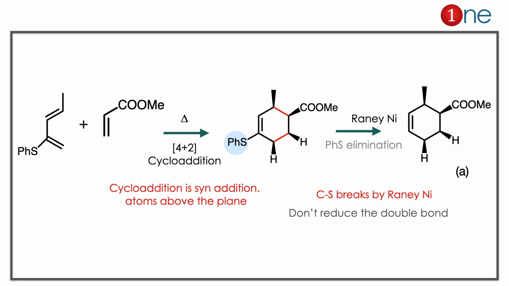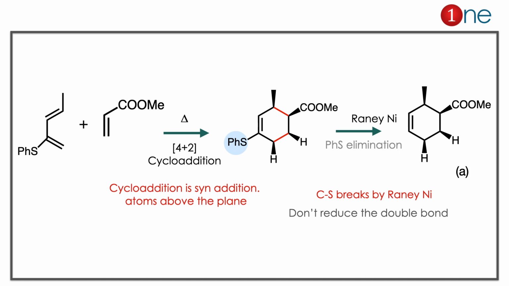The starting material has a conjugated diene with a phenyl sulfide, and you are heating with an alkene. So you might guess it's a 4+2 cycloaddition reaction. So the alkene bonds are broken and you have a new 6-member ring formation. Here is the important catch: the cycloaddition is a syn addition. So all the bonds are above the plane. Then the next step you are using Raney nickel. Raney nickel is a specific reagent which only removes the C-S bond. So the C-S bond is removed, you have the alkene formation, which is answer A.